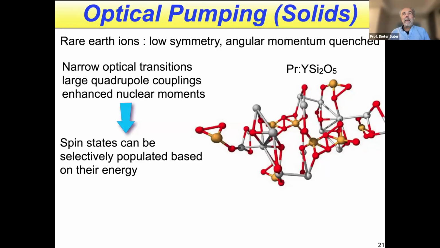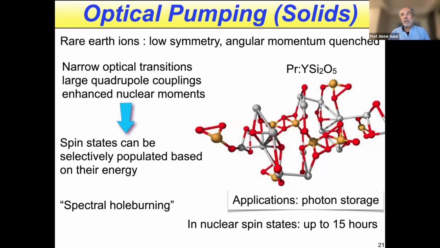So we can polarize the nuclear spin by choosing not the angular momentums, but by using narrow bandwidth lasers, and I'll show you in a moment how that works. This procedure is called spectral hole burning, if we look at inhomogeneously broadened states. It has a number of applications. For instance, these systems are quite popular for storing photons, for instance, for quantum communication. And people have been able to store photons in nuclear spins for up to 15 hours.